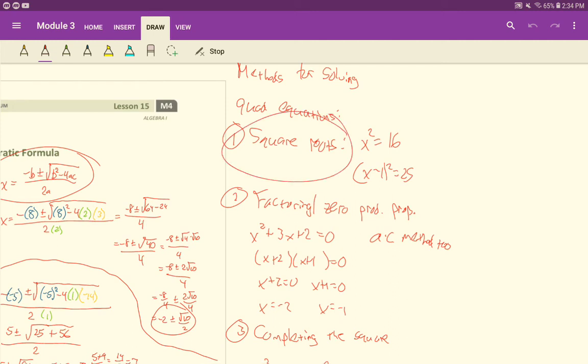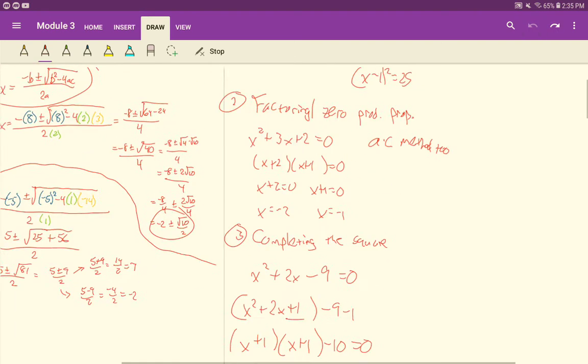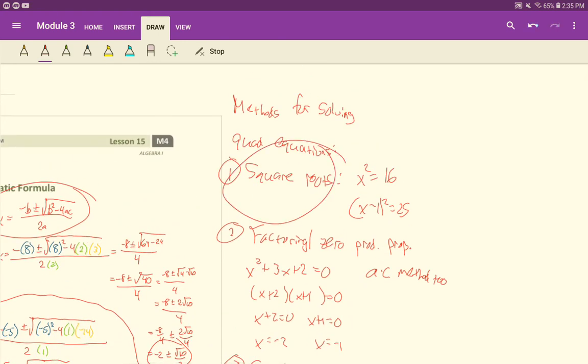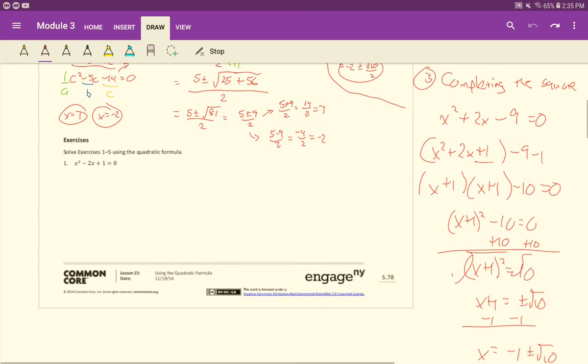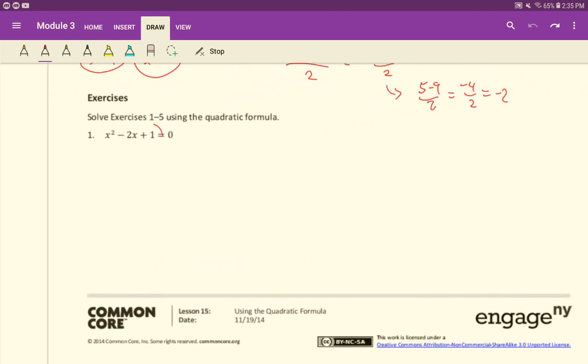We talked about solving using square roots. We talked about factoring using the zero product property. And also we talked about completing the square, which then has us use the square roots too. Okay? All right. Let's use this quadratic formula here because that's what this says. Now, this problem here, if you look at it, it actually factors, but we won't factor it. We'll use the quadratic formula like they ask us to.